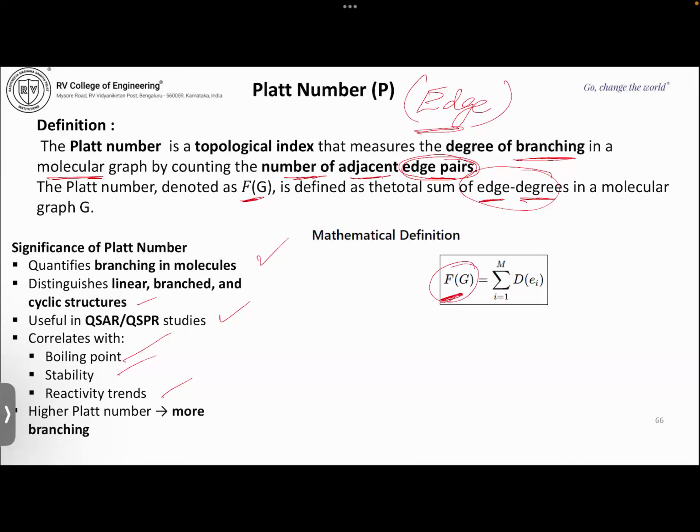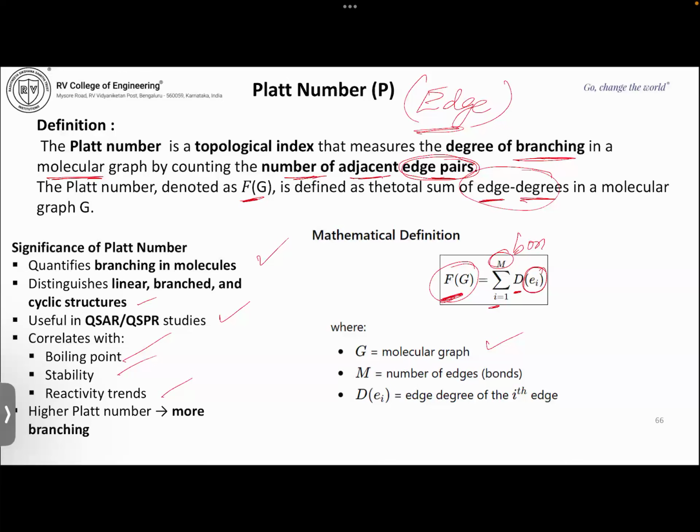So this is represented by F of G. F of G is equal to the sum from 1 to m of the degree of the edge. This is the degree of the edge. So each edge you should consider as one unit, and the number of neighboring edges should be the degree of that particular edge. G is the molecular graph, M is the number of edges, the bonds. This is actually the number of bonds. If there are 6 bonds, then M is equal to 6. D means the degree of the ith edge. Okay, so this is the simple formula.